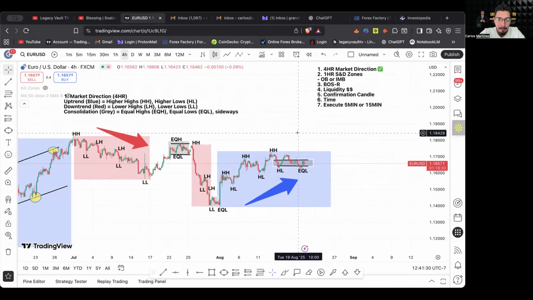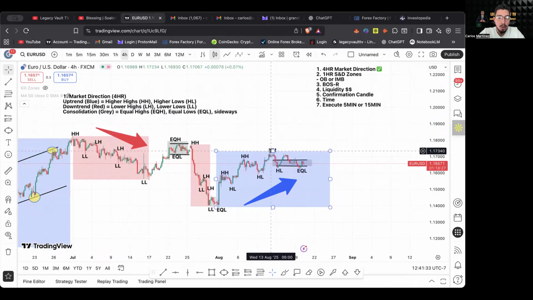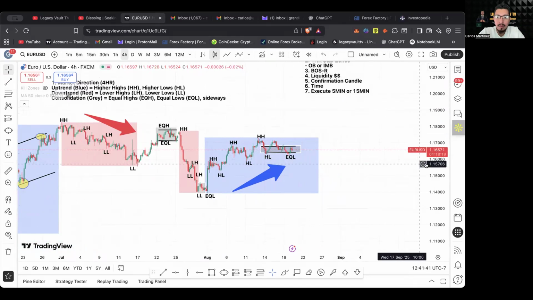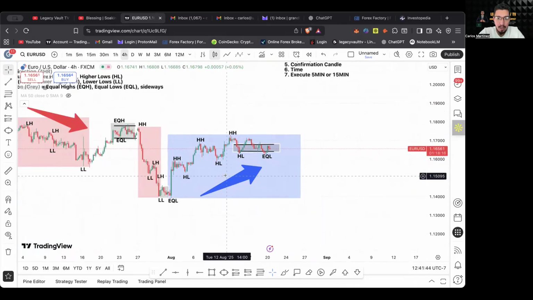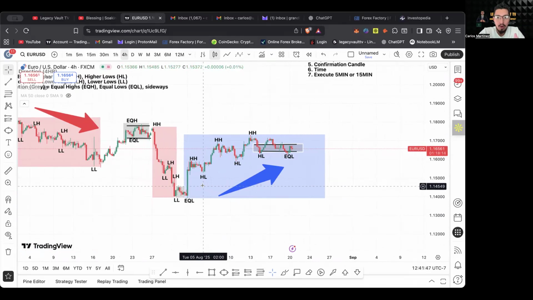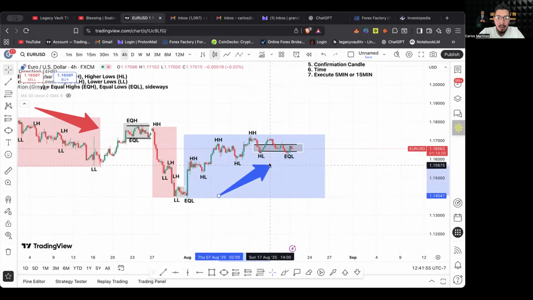Now let's examine here. On Euro USD, I'm using this asset pair as an example, we're seeing at current price that Euro USD is in an uptrend. Why? Because we are seeing higher highs, higher lows, higher highs, higher lows, higher highs, and higher lows. We're seeing some equal lows right now in this zone. Within this blue zone, we have a gray zone. I marked it up because we're seeing equal lows here and here.